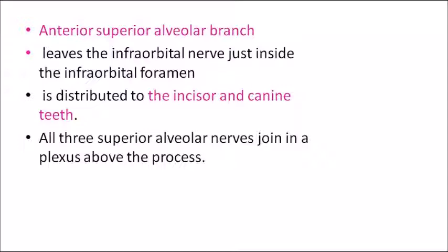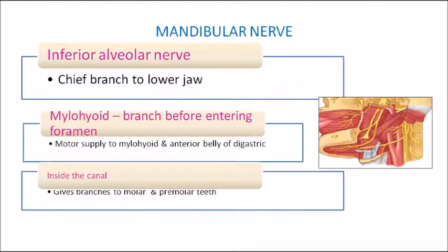Then the middle superior alveolar branch, which arises from the infraorbital nerve, supplies the premolar region, and the anterior region is supplied by the anterior superior alveolar branch. Again, it's a branch of the infraorbital nerve, just like the anterior superior alveolar artery is a branch of the infraorbital artery. This is supplying the maxillary anterior teeth, and just like the arteries, the nerves also join in a plexus above the maxillary process.